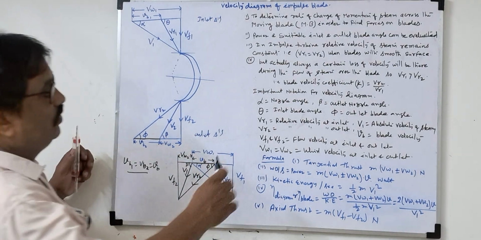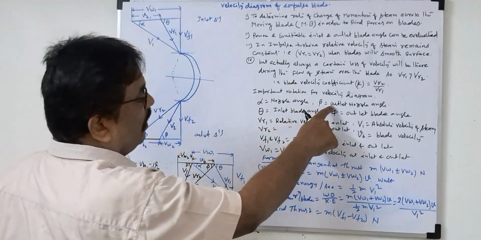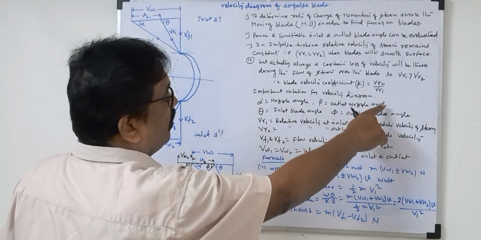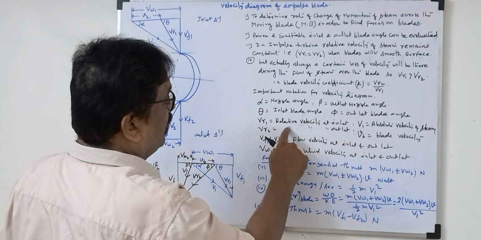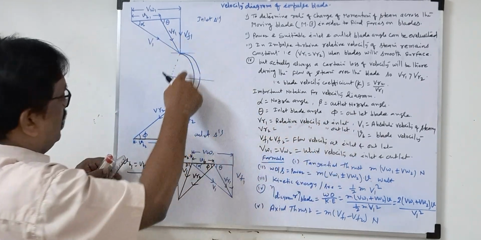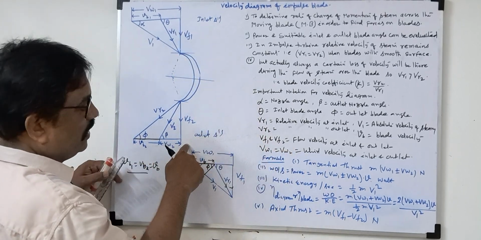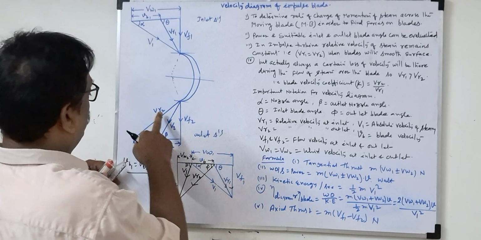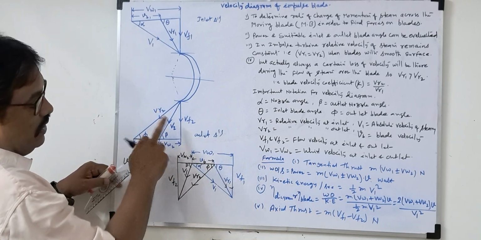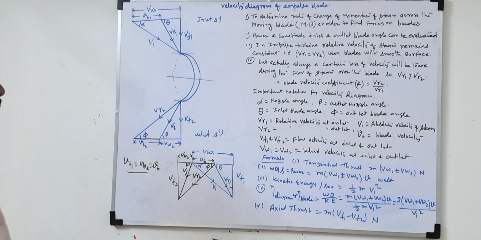Now some notations, you check again. Steam enters at the nozzle angle, and at outlet beta will be the outlet nozzle angle. Inlet blade angle, outlet blade angle. Relative velocity at inlet VR1, relative velocity at outlet. Flow velocity at inlet, flow velocity at outlet. Then absolute velocity V1 at inlet, absolute velocity V2 at outlet. Now what will be the possible formula here?